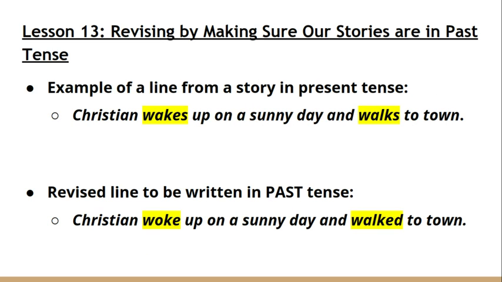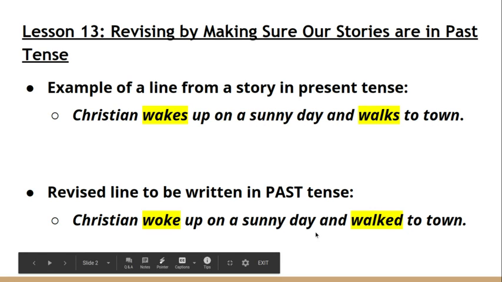Well, I'll show you. Here's an example of a line from a story in the present tense, present meaning happening right now. And you'll notice that it sounds a little strange. Christian wakes up on a sunny day and walks to town. That makes it sound like it's happening right now. And typically, our stories, the books we read, are not written this way. So, this is how it would be revised to be written in the past tense, meaning it already happened. Christian woke up on a sunny day and walked to town.